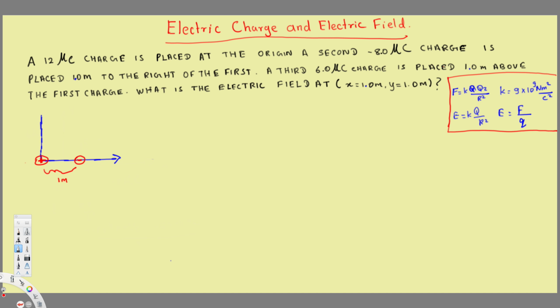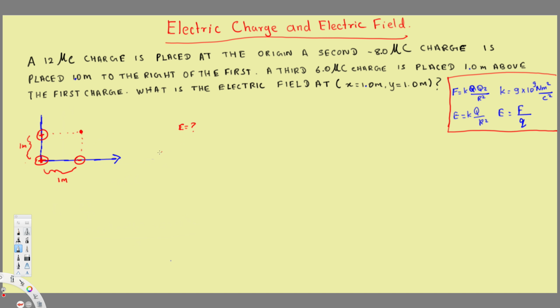And they are saying a third one is placed above the first charge. So the third is 6 microcoulomb. A third 6 microcoulomb charge is placed 1 meter above the first charge, so this distance is 1 meter. Now we have all the information, and they are asking to find the electric field at x is equal to 1, y is equal to 1. So x is equal to 1, y is equal to 1 means right here, this point right here. So this is the point where we have to find the electric field.